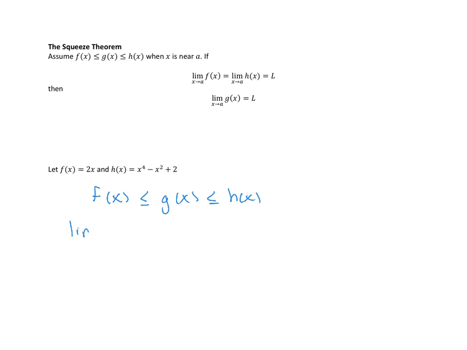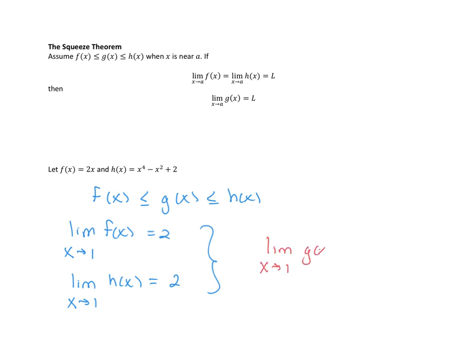If you look at the limit as x approaches 1 of f of x, well, that limit's going to be 2 because the formula is 2x. If you look at the limit as x approaches 1 of h of x, if we put 1 into that, we get 2 as well. Using this information, can we figure out what the limit as x approaches 1 of g of x is equal to? Even without having a formula for it, can we actually figure out this answer?